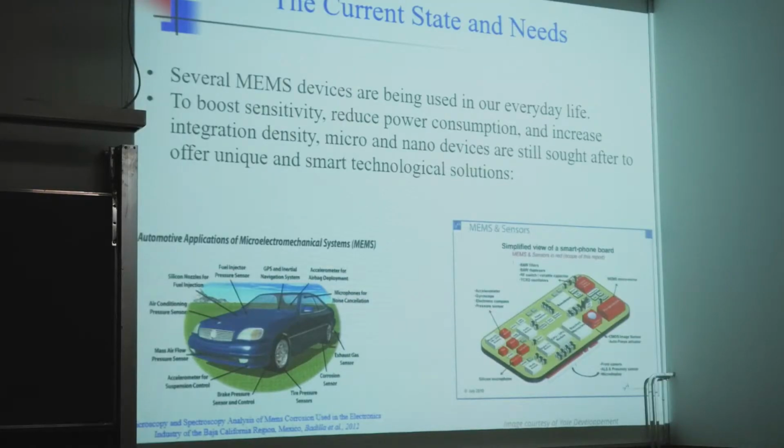The current state of the art for these micro and nano systems, they are already used in our cell phones and our automobile cars and so on. However, because there is always demand to reduce power, to boost sensitivity, to realize smarter functionalities, they continue to be under heavy research so that you achieve essentially more of everything.